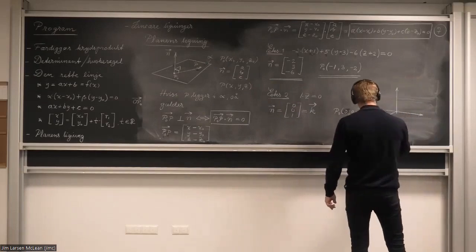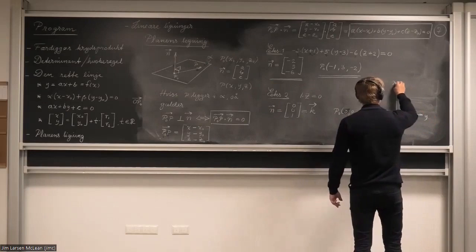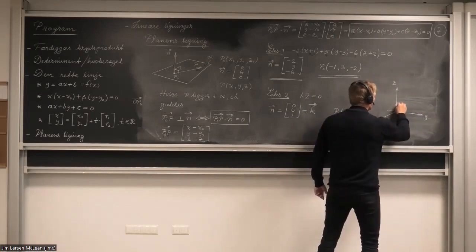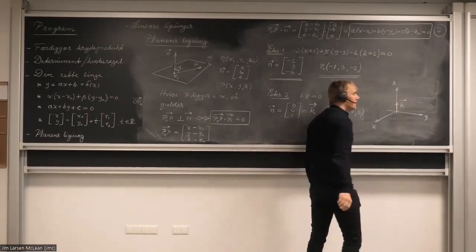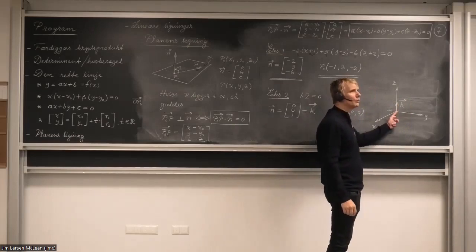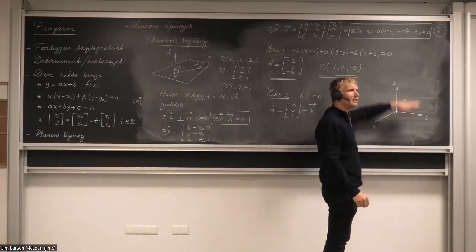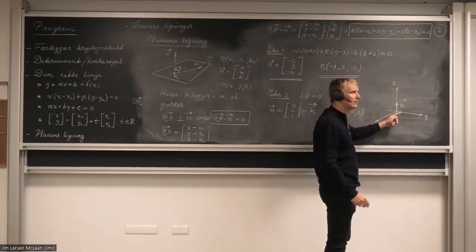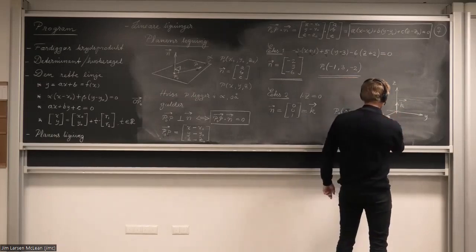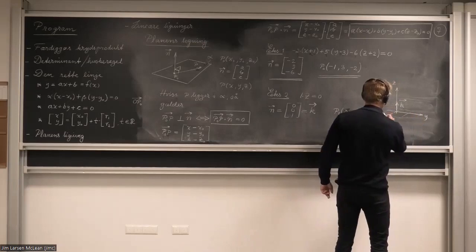Here is x, here is y, here is z, here is my normal vector, which is k. How many planes exist that are perpendicular to k? Infinitely many, but only one of them goes through the origin. And which one is that? It's this one down here. It's the xy plane.